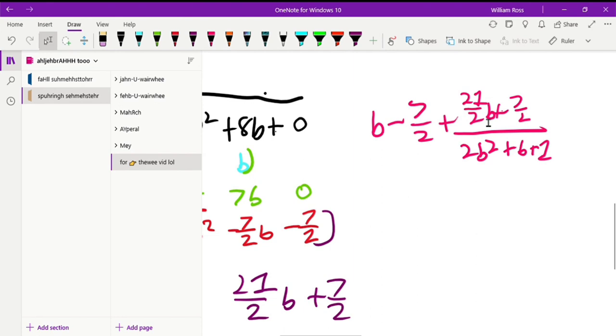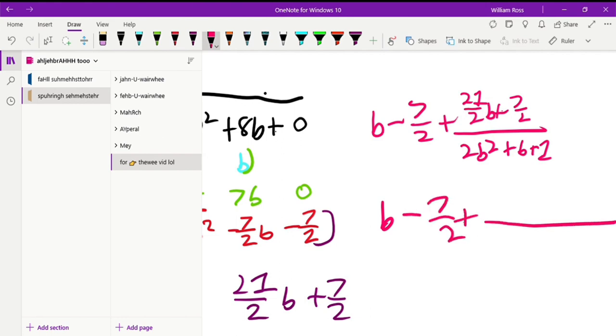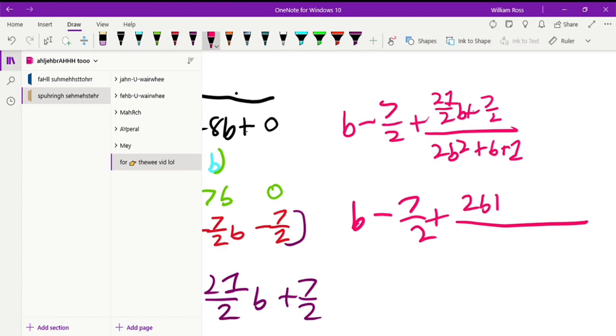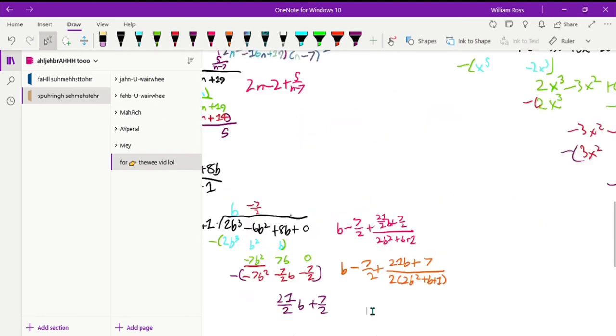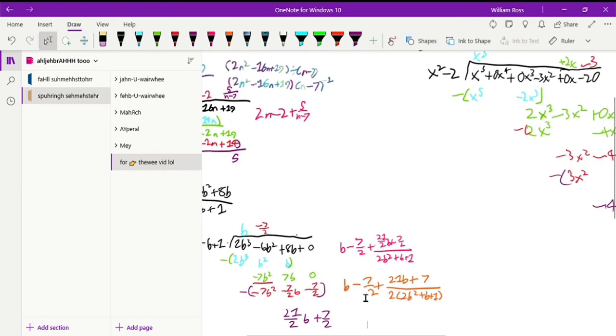Or, you know what? We can also simplify this even further, and it will become 21b plus 7 over 2 times 2b squared plus b plus 1. Let me just change it to a different color. There we go. And that is our final answer, the real final answer.